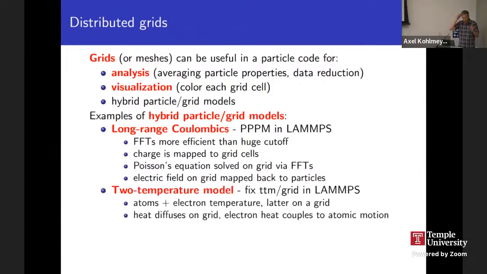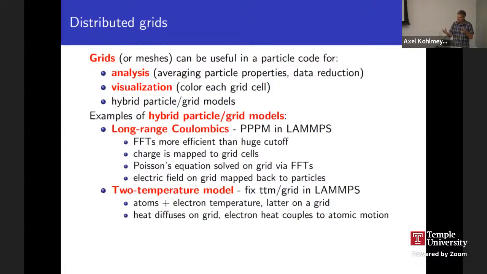Okay, another sort of hybrid grid particle model is called the two-temperature model, which is used in solid state physics. It's the fixed TTM grid command in LAMMPS. You have your normal set of atoms, which you're working with in the same way that you normally would.